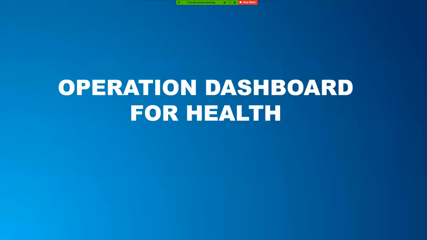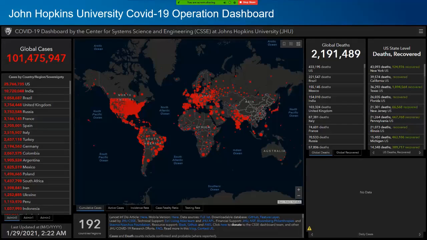As Roshan mentioned, in looking at Operation Dashboard for Health, we've seen hundreds of thousands of dashboards created since COVID-19. However, the one that stands out most is the famous Johns Hopkins University COVID-19 dashboard. Now, this dashboard shows a total of over 100 million global cases to date, with the US leading at over 25 million, followed by India at 10 million cases. And this is very current.